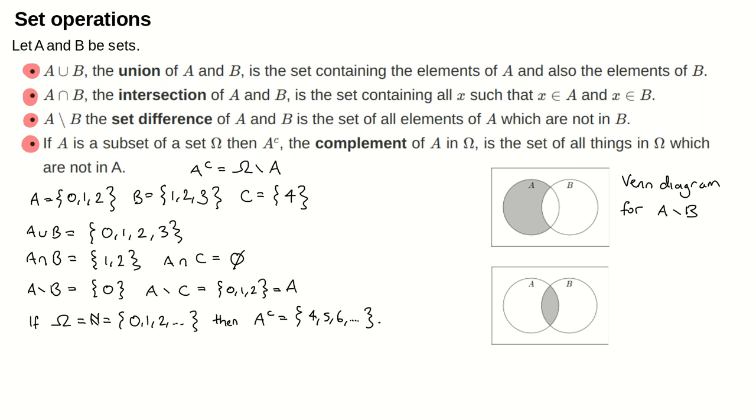Whereas here in the second diagram, this is the Venn diagram for A intersect B. So sometimes people will say meet instead of intersect. So if you catch me saying A meet B, then what I mean is the intersection of A and B.